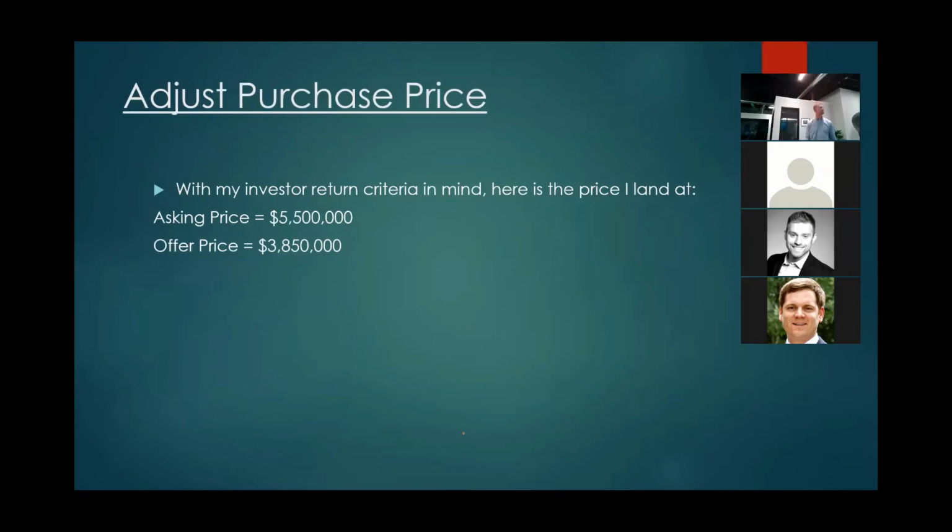So it came out to an asking price of 5.5. The numbers worked at 3.85. So as you can tell, we didn't get this deal. You can get more creative there, but my main thing is always, I want the returns to work. How are we going to make it work without sacrificing too much? And usually that purchase price is the first thing to start bumping down.